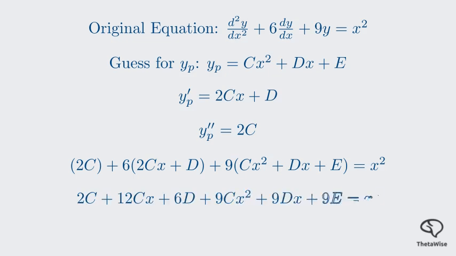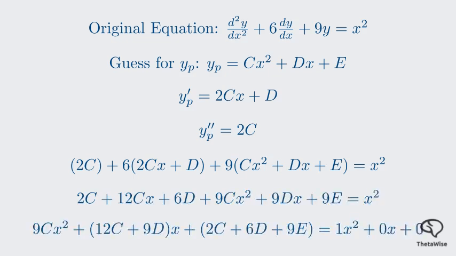Expanding the equation gives us 2c plus 12cx plus 6d plus 9cx squared plus 9dx plus 9e equals x squared. Grouping the terms gives us 9cx squared plus the quantity 12c plus 9d times x plus the quantity 2c plus 6d plus 9e, all equal to x squared. For these two polynomials to be equal for all x, the coefficients of the corresponding powers of x must be equal. We call this equating coefficients.